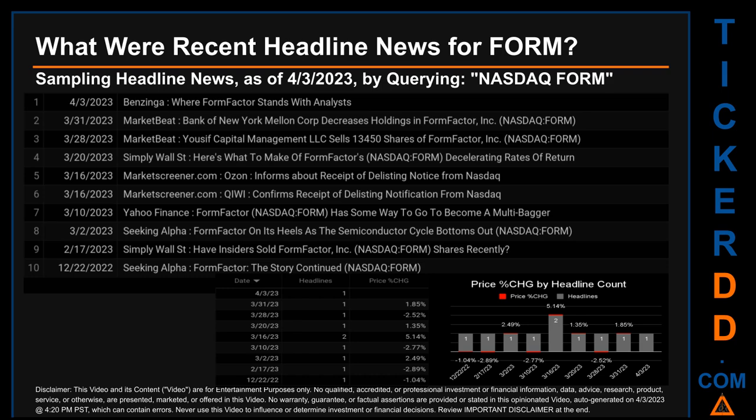Friday, February 17, 2023 was the day with the highest percentage change in price when we compare opening versus closing price for the ticker. The day saw a drop of -2.89% when FORM opened trading at 32.51 and closed at $31.57. There was one found headline when Simply Wall Street published the headline that read, "Have insiders sold Form Factor shares recently?"